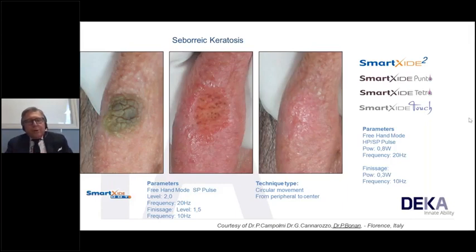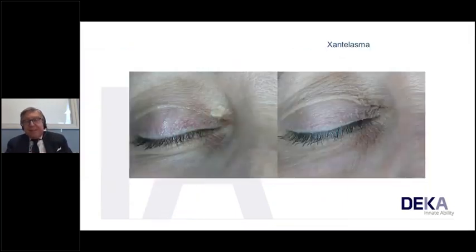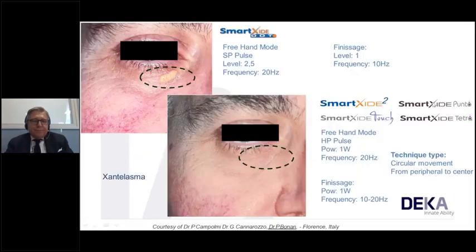Well, carry on with our cases. Xanthelasmas. We treat this kind of lesion very often. Please appreciate how we can get results while maintaining, even in the inner canthus of the eyelid, the texture and the laxity of the skin without any scarring.